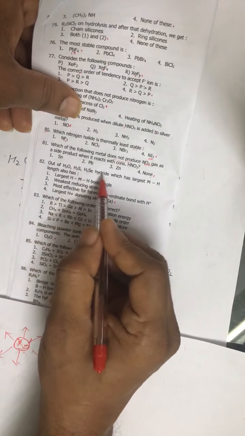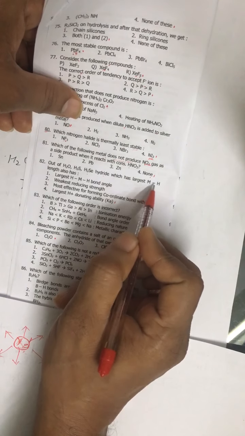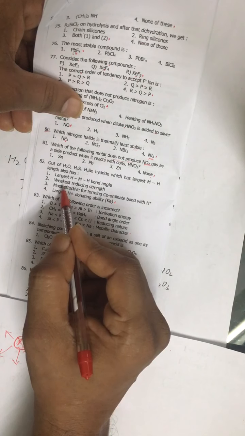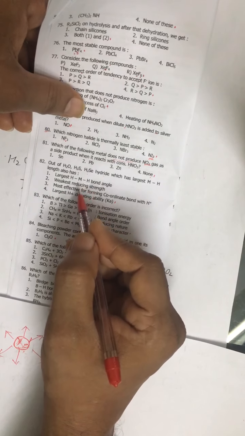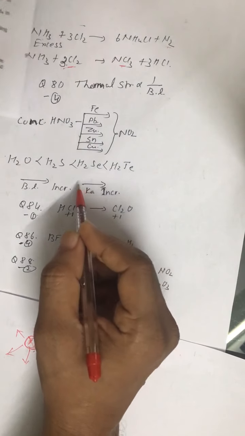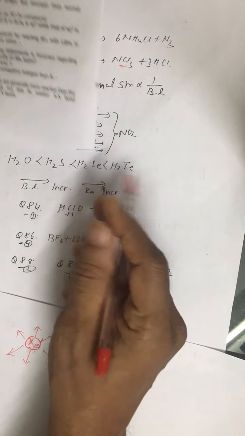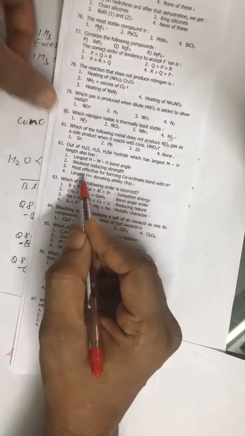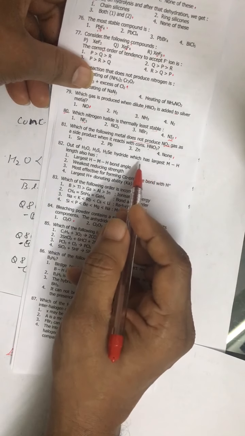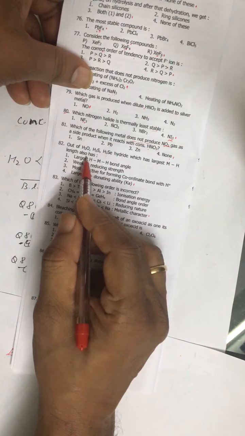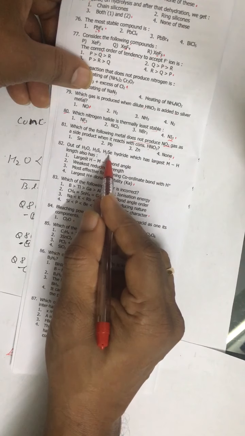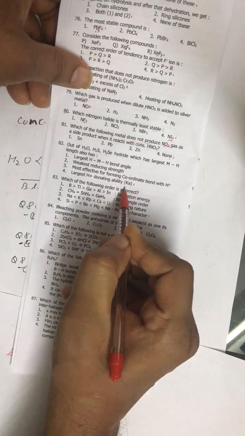Out of H2O, H2S, H2Se, when we move downward, the M-H bond length increases. All right, and the Ka value also increases, or acidic strength also increases. So question number 82, the correct answer is the fourth option. Largest H+ donating ability, downward. Which has the largest M-H length out of these three? H2Se. So it has the largest Ka as well.